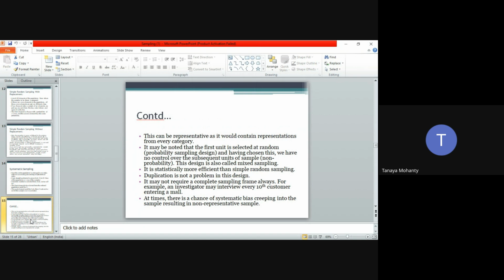Here you will see that an investigator may interview every 10th customer entering a mall. I will stand inside a mall, and I will wait near that section where coke and all kinds of beverages are being sold, and I will wait for every 10th customer, and I will ask the 10th customer, what is your choice of drink? Is it Coke or Fanta or Pepsi? So at times there are chances of systematic bias creeping into the sample, resulting in non-representative sample.